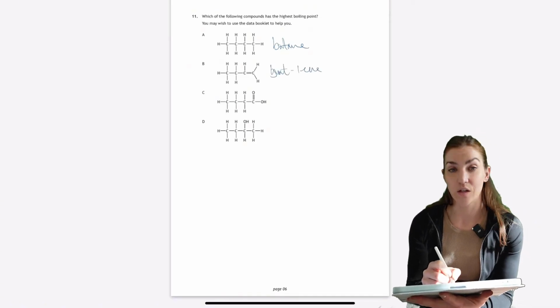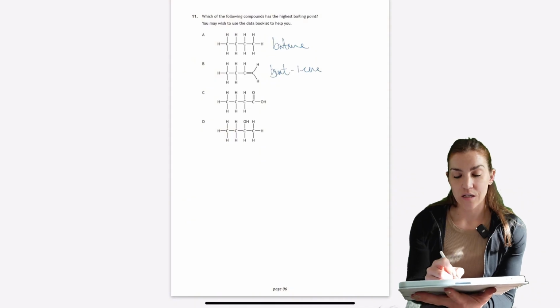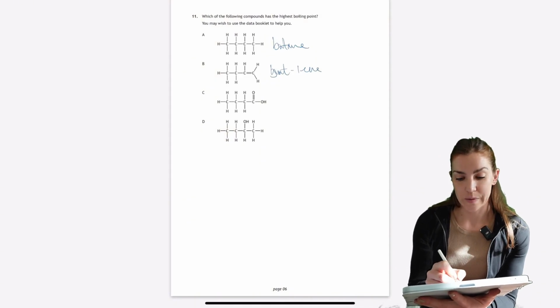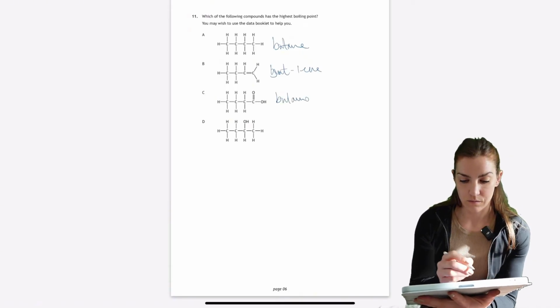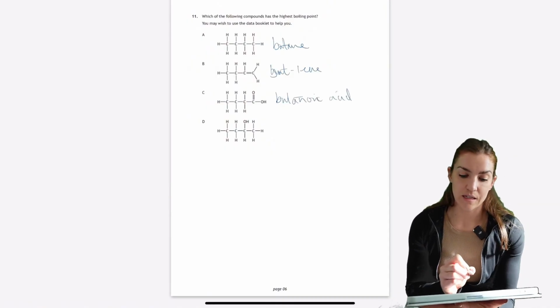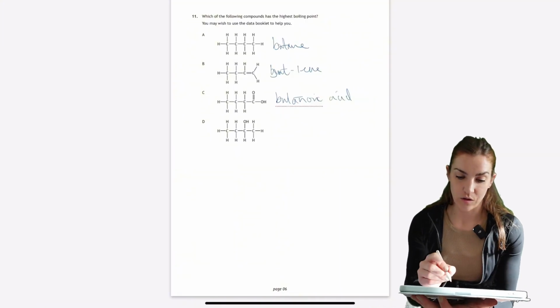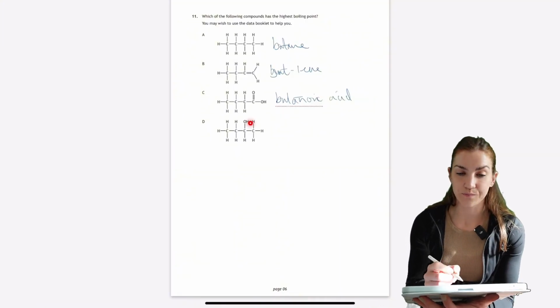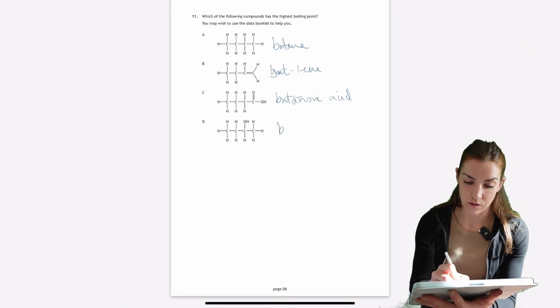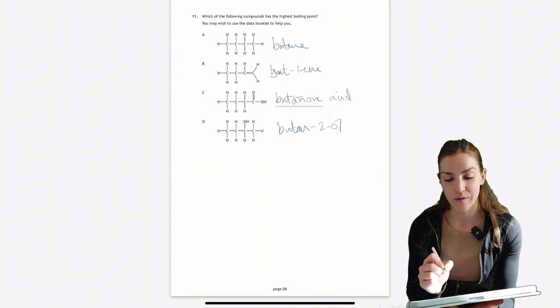Sorry, my writing's not very good there. And then C has got a carboxyl group, which means it's a carboxylic acid. Again, it's got 4 carbons, so that would be butanoic acid. And then lastly, D is an alcohol because it's got a hydroxyl group here, and it's again got 4 carbons, so that'd be a butanol, and it's specifically butan-2-ol because the hydroxyl's on carbon 2.